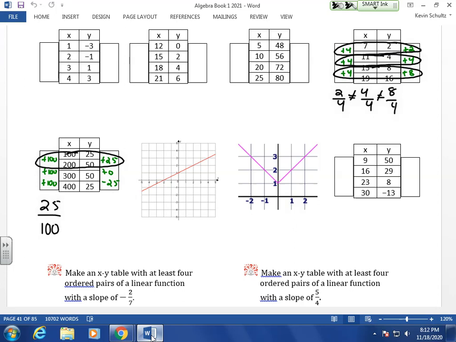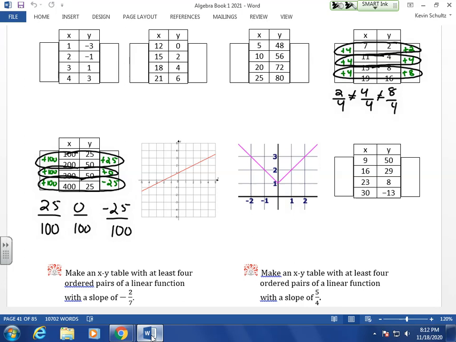25 over 100, 0 over 100, and negative 25 over 100. No, not equivalent rates, no linear function there.